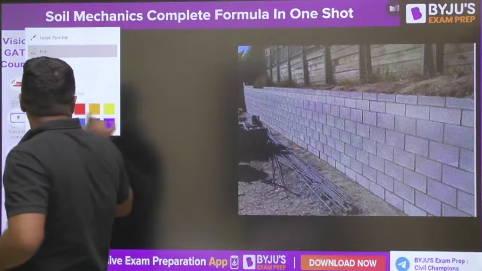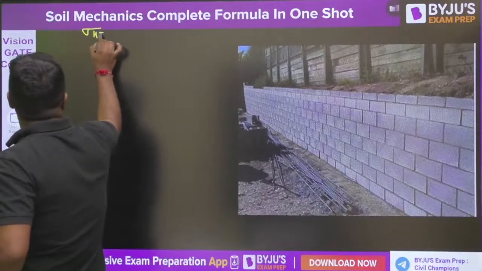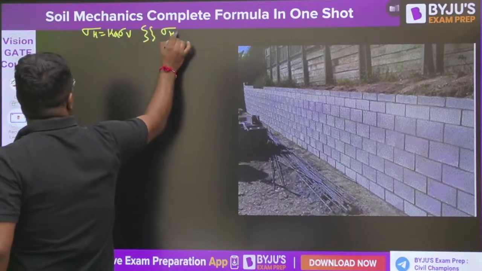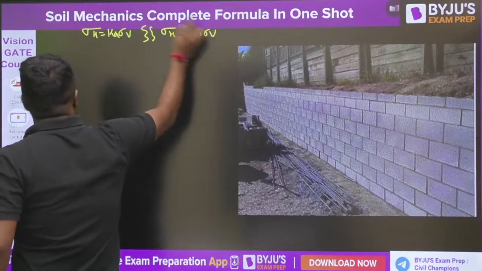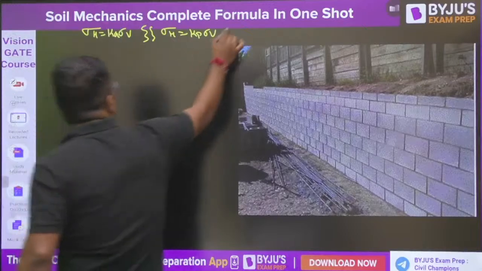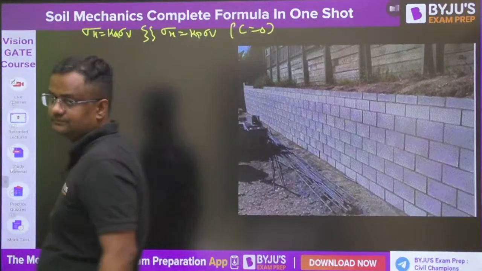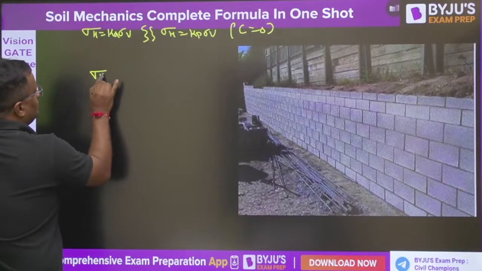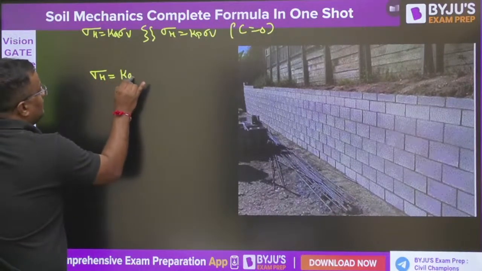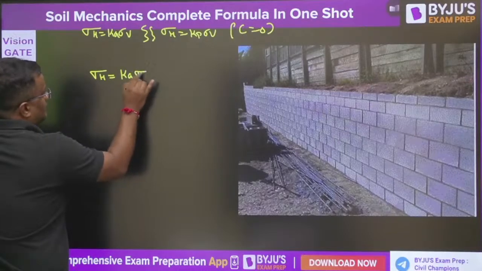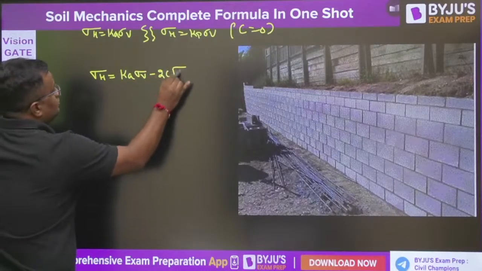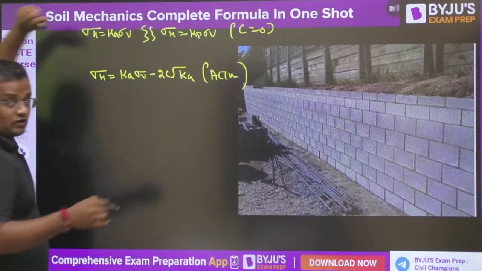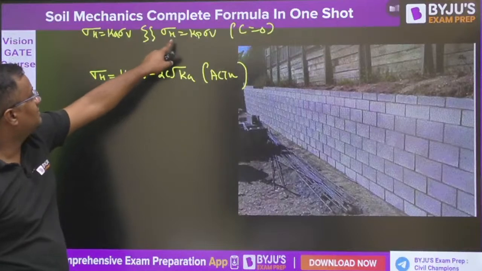Because what I have been telling you till now, that sigma h is equal to Ka into sigma V, or for passive condition Kp into sigma V, is only valid for the C is equal to 0 case. When the soil has cohesion also, the formula will be Ka into sigma V minus 2C root Ka for the active case. For cohesionless soil, C is 0.